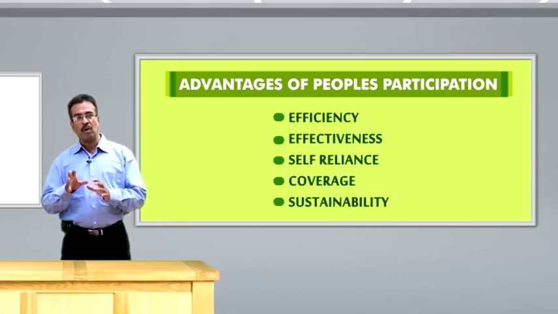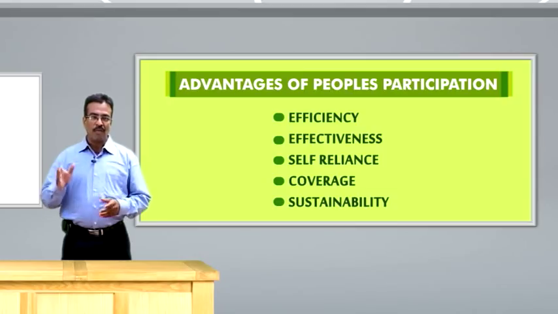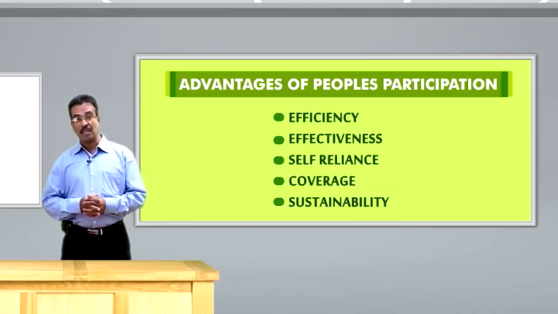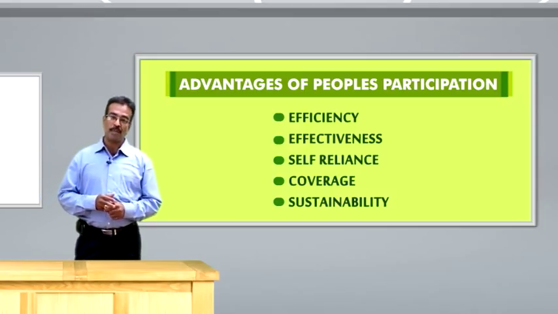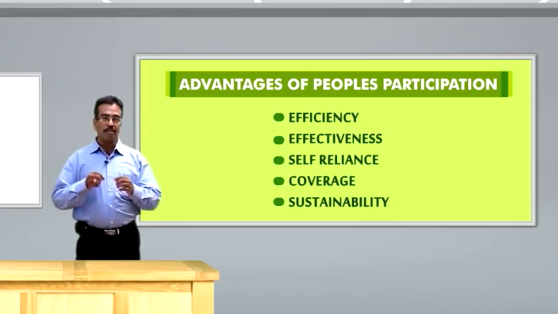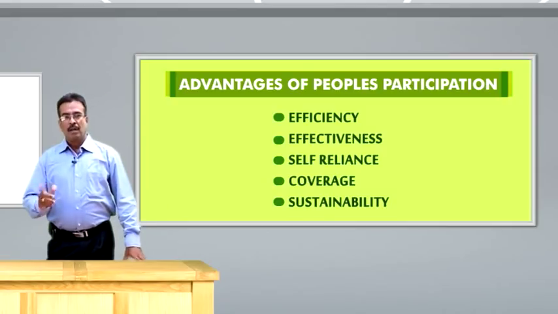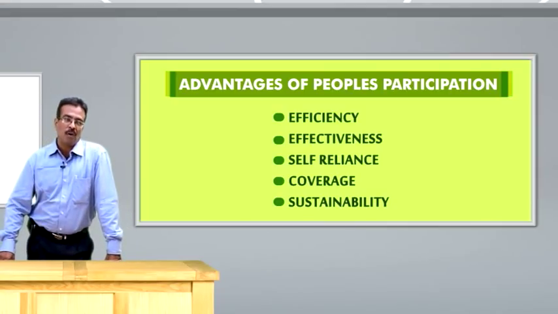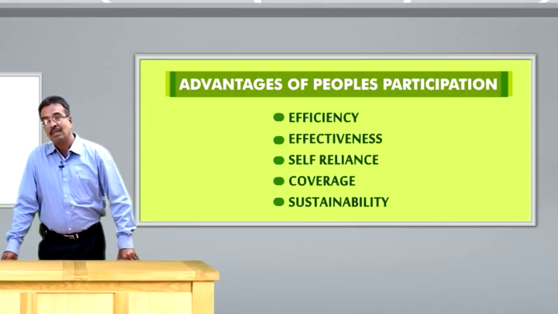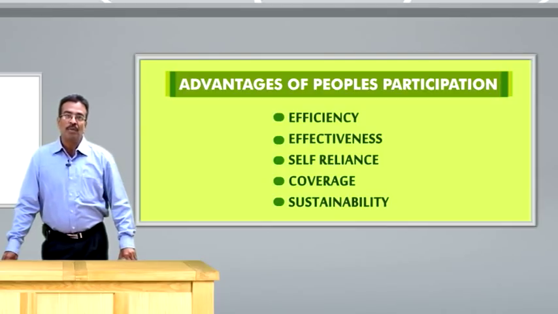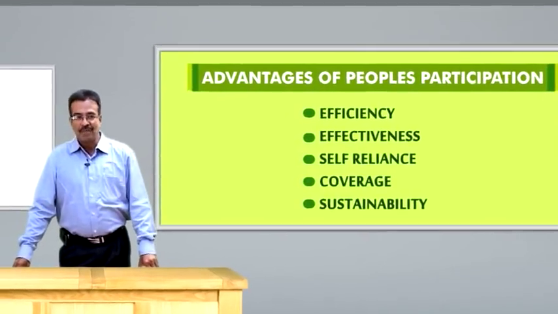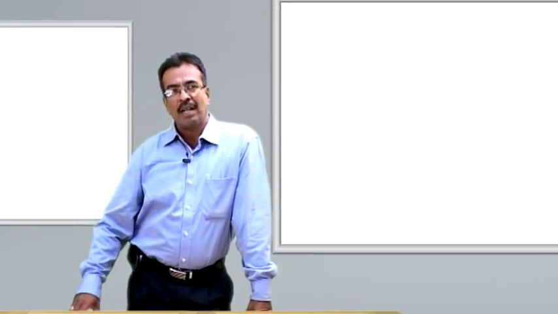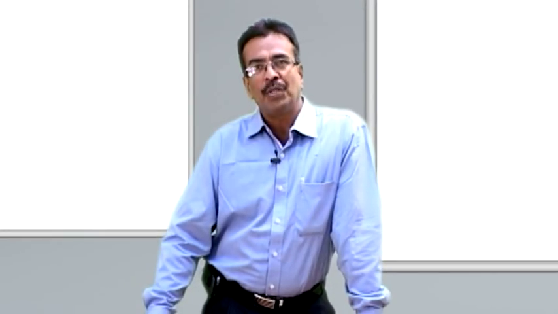Sometimes we want to assure that people's participation is one of the important things. When we say people's participation, definitely we have some advantages. Naturally, the efficiency has to be more, and the effectiveness. Advantages of people's participation, we all know: if we have people's participation in the process, our entire program will be successful. So we want to assure people's participation mainly because of efficiency, effectiveness, and self-reliance. The most important thing is self-reliance. When people are not owning their own program, there is a possibility of failure of that program. So self-reliance, coverage, and sustainability are all the advantages of people's participation.